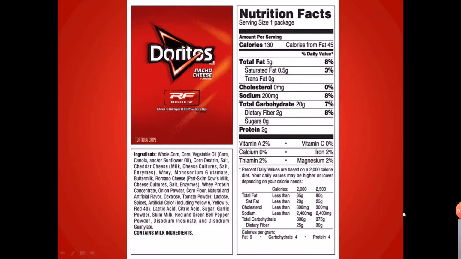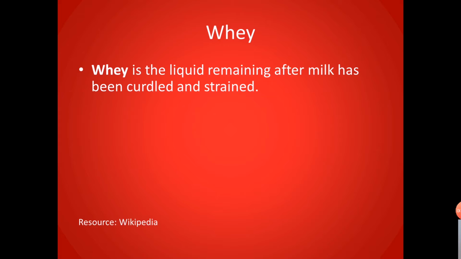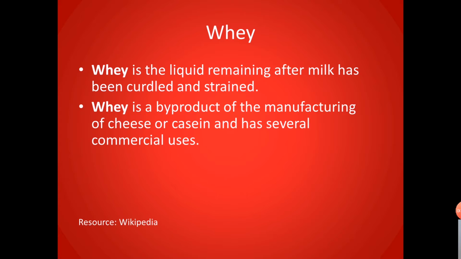Let's take a quick look at the next ingredient we were just talking about, which is whey. Now, there's some controversy on whey, so let's find out a little bit what's going on with whey. It's a liquid remaining after the milk has been curdled and strained, and I have a photo that I'm going to share with you. So just imagine they take all of the curdled milk out for cheese, they strain it all out of there. That's going to be the liquid that is left behind. So it's a byproduct of making cheese or casein.